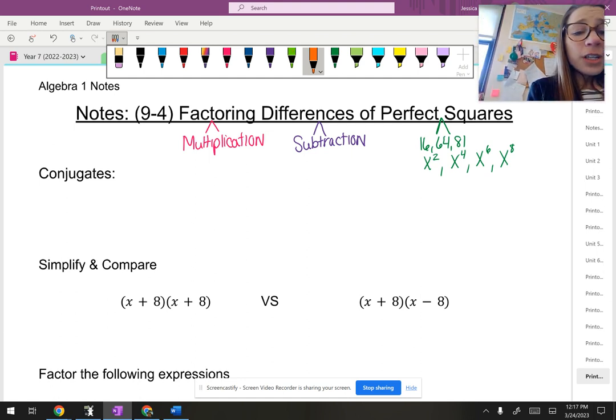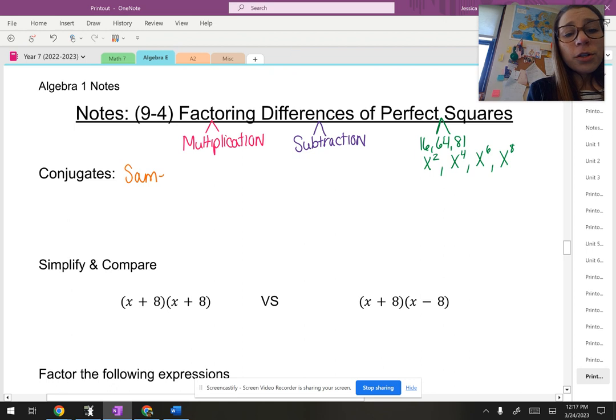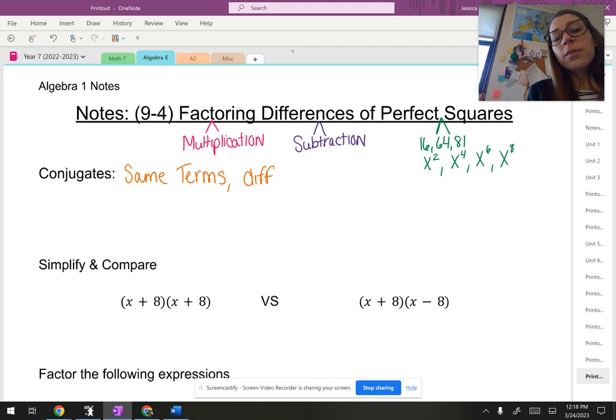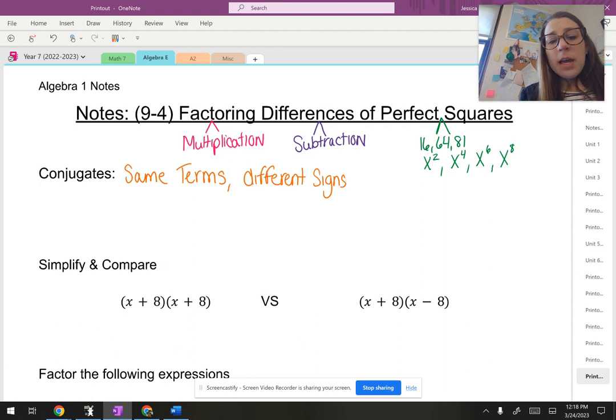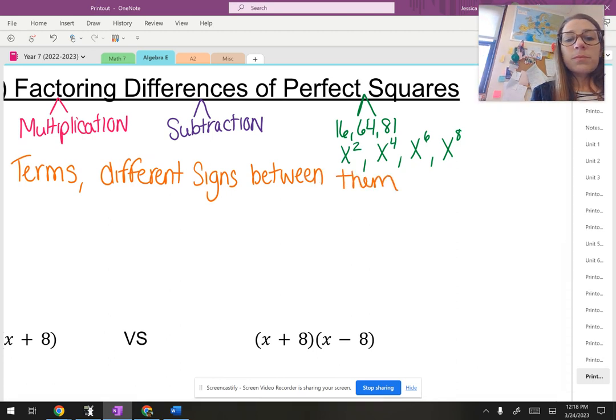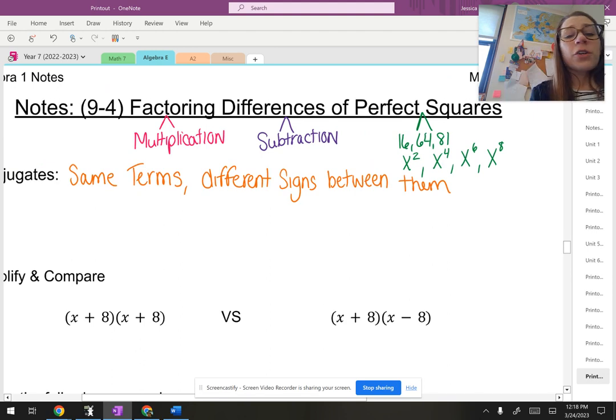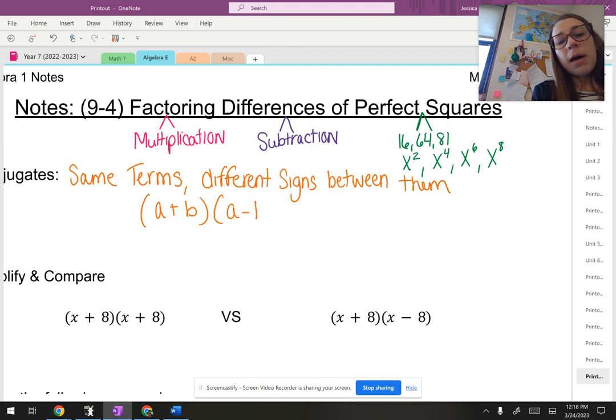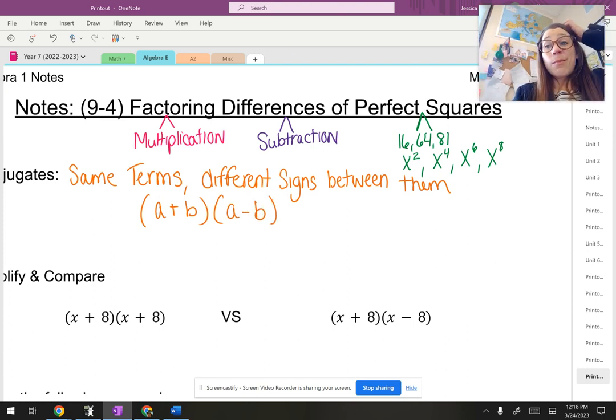Up next, we have the definition of conjugates, which we talked about back in 9-1, I think. Conjugates are just the same terms with different signs. And when I say different signs, I mean different signs between them. So, for example, generic, A plus B and A minus B are conjugates because they have the same terms, A and B. There's just an opposite sign. One is a plus, one is a minus.